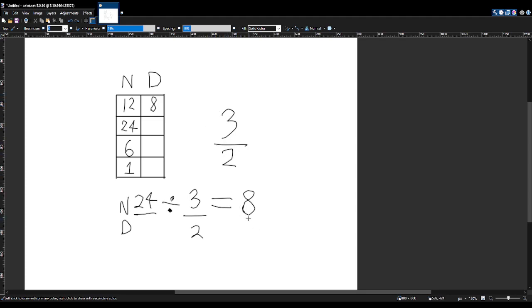Now let me show you how it's simple. You just take this answer, 8, and multiply it by your denominator, the simplified denominator. 8 times 2 is 16. Now you've got this denominator right here. You can just carry this over here.